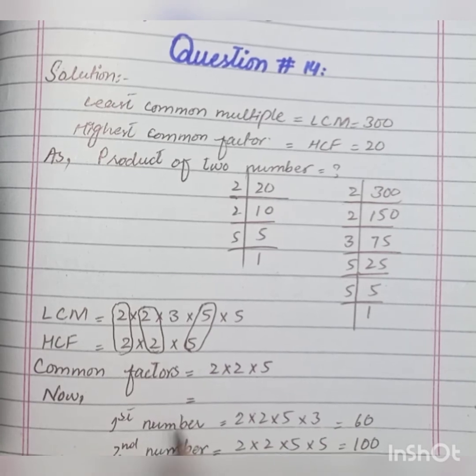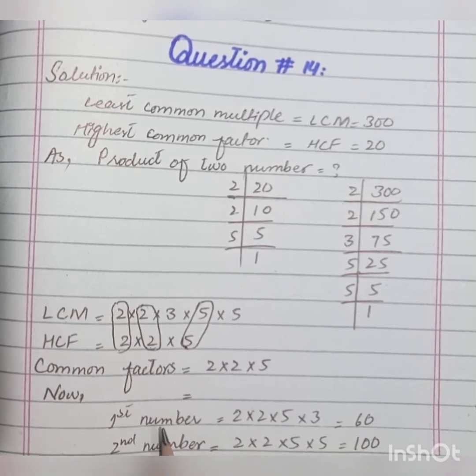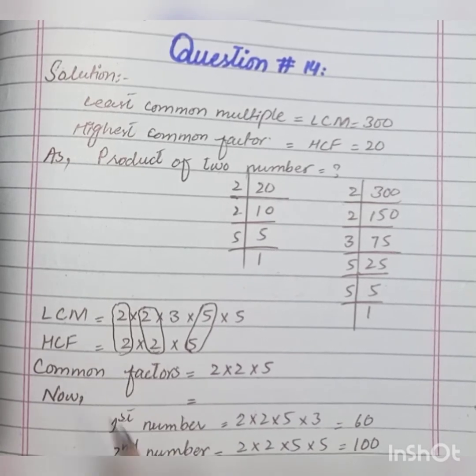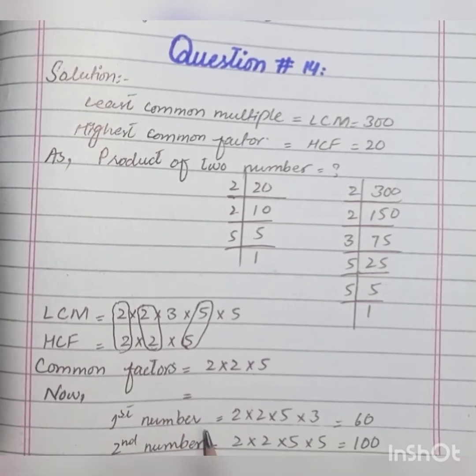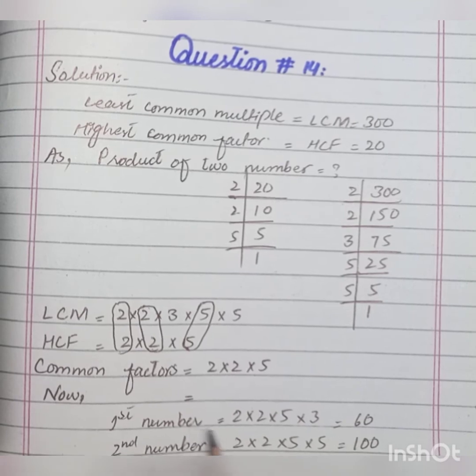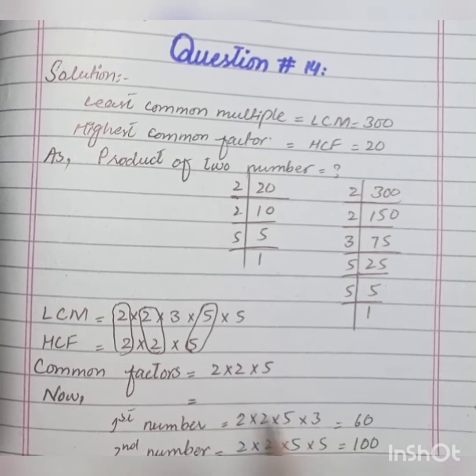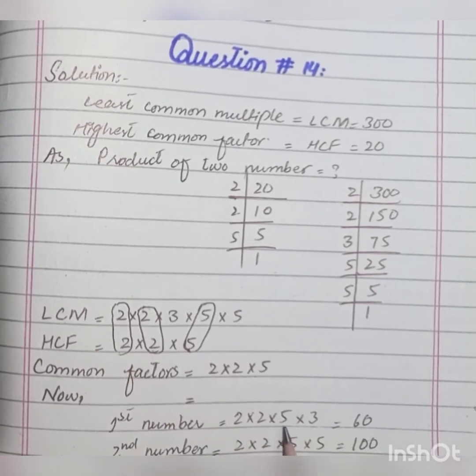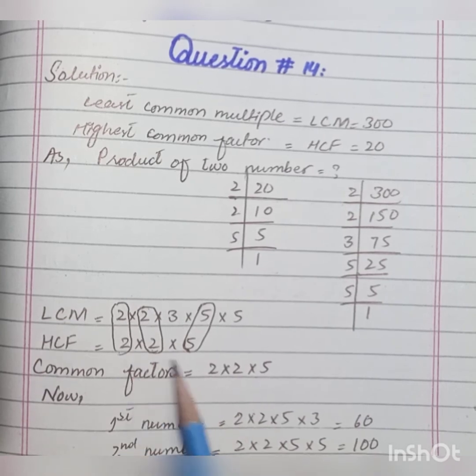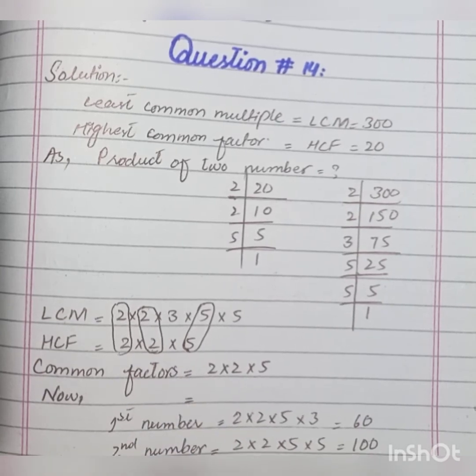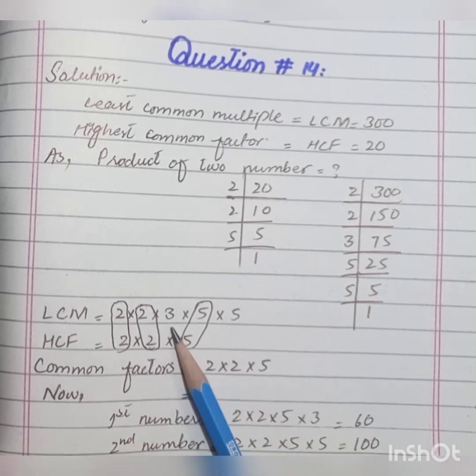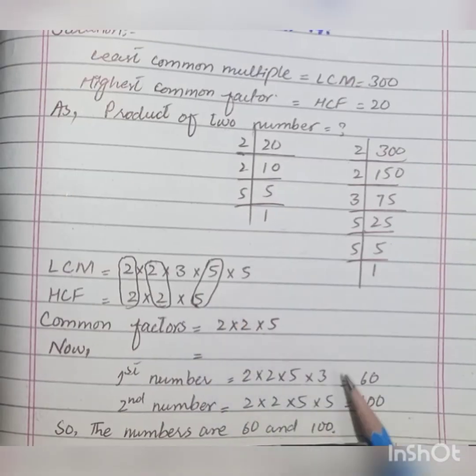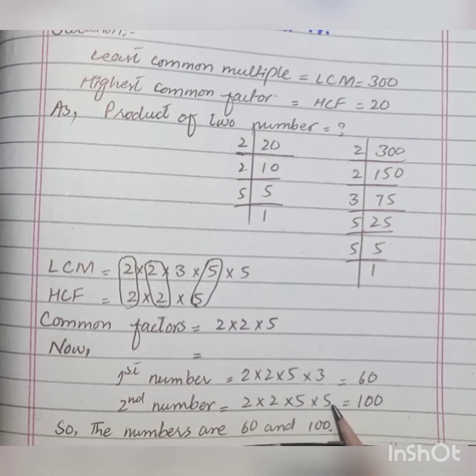Now how can we find the first number and second number? Students, here you can see the first number and second number. First of all, we will write the common factors in both cases. In the first case, in the first number, 2 multiplied by 2 multiplied by 5 are the common factors I have mentioned here. And also the common factors I have mentioned to find the second number, 2 multiplied by 2 multiplied by 5. Now the remaining numbers are 3 and 5. One we can write here and the second one in the second number.